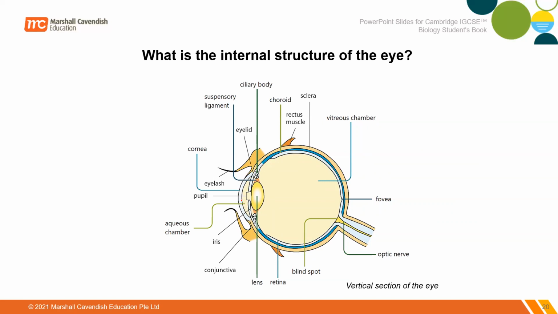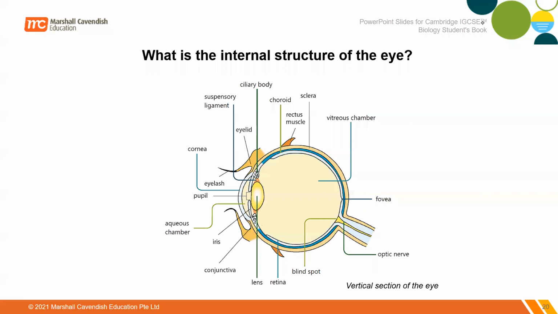The cornea is a transparent lens. It is a transparent layer that allows the proper amount of light to enter the eye. A couple of students asked me to revise the eye structure, so please focus on this part.